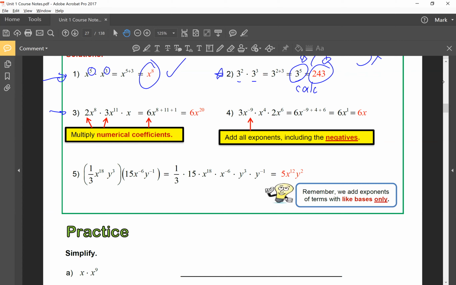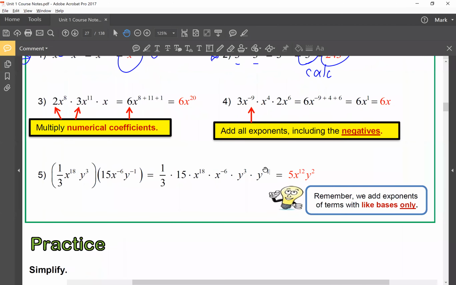In number 3, I have 2 times x to the 8 times 3 times x to the 7. Now, some of you might be thinking, well, the base is not the same. How can we add exponents? Well, the base is the same. Let me zoom in here. The base is the same.